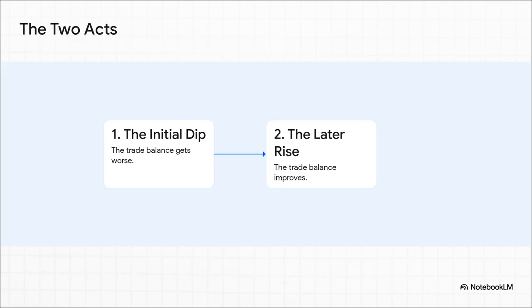So this whole story unfolds in two main parts, kind of like a two-act play. Act 1, I call it the dip. And this is the weird part, the part that feels totally counterintuitive. Right after the currency gets cheaper, the country's trade situation actually gets worse. Yeah, worse. But then comes Act 2, the rise. Just give it a little time and everything starts to flip. The trade balance doesn't just recover, it actually gets better than it was before.